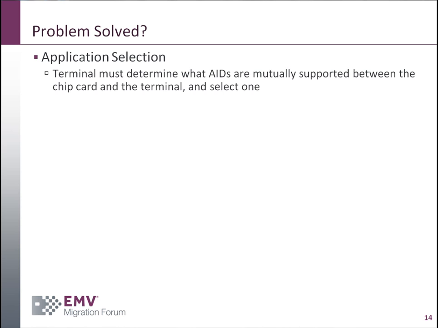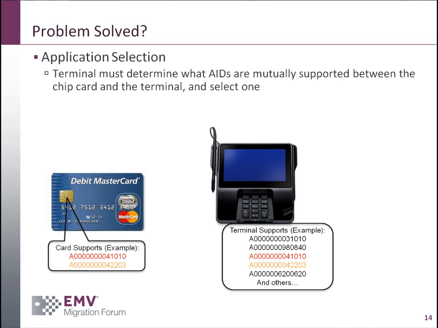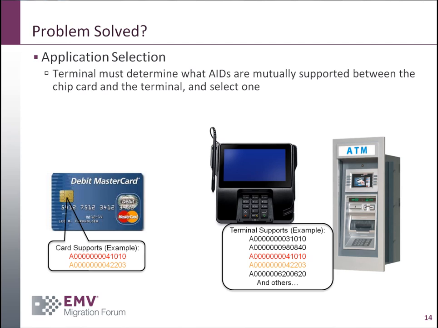When a transaction is initiated by a chip card at a chip-enabled terminal, standard EMV processing dictates that the terminal must determine what AIDs are supported by the chip card and the terminal. Then, a mutually supported AID must be selected for the transaction. This is true not only for POS terminals, but also for ATMs.